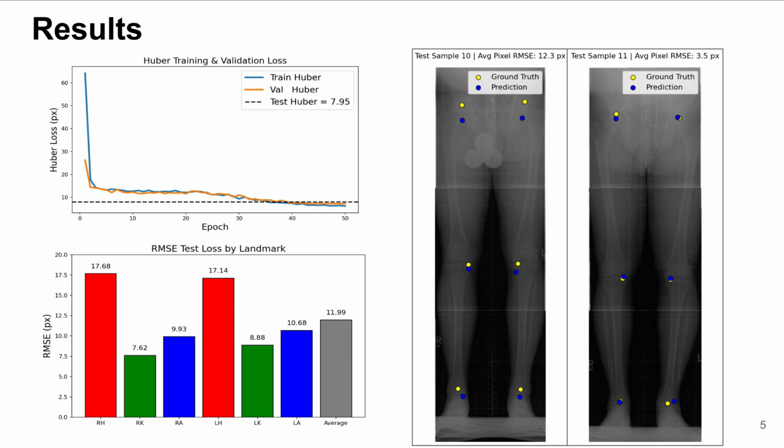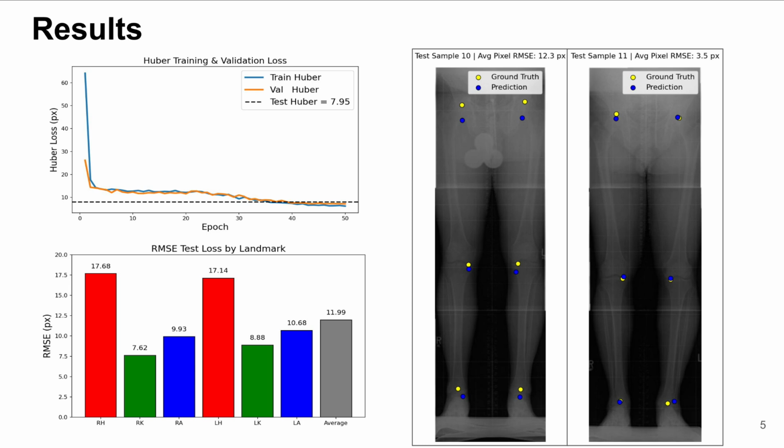In the top left plot, we show the Huber loss over 50 training epochs. The training loss is plotted in blue, while the validation loss is plotted in orange, and they both decrease similarly as a function of epochs. We also plotted our final Huber loss from our test set as a fixed dashed line.